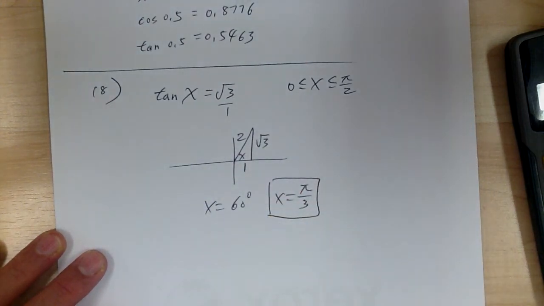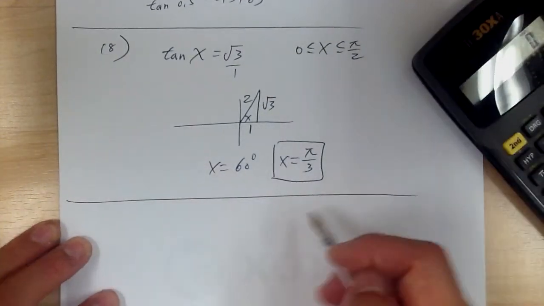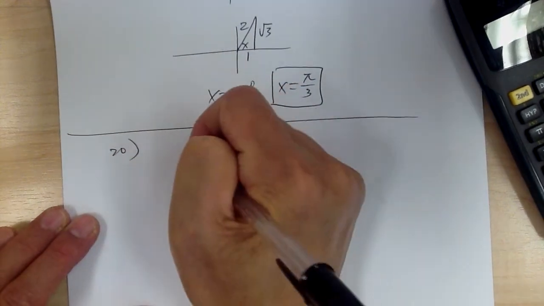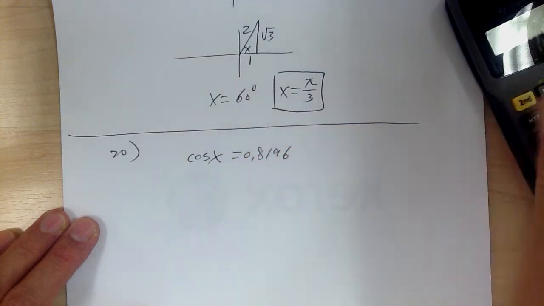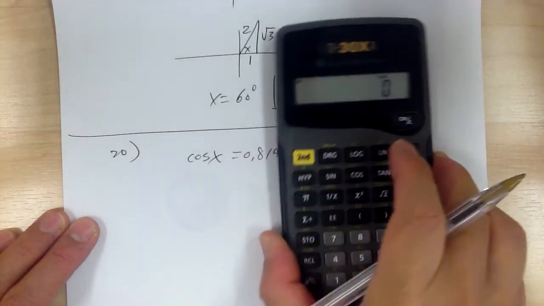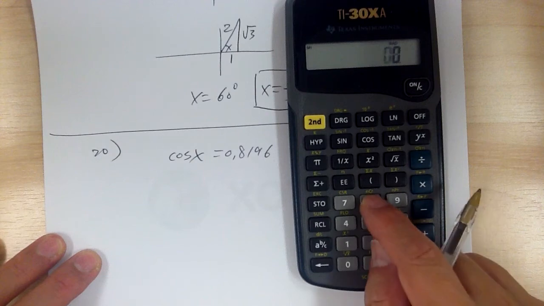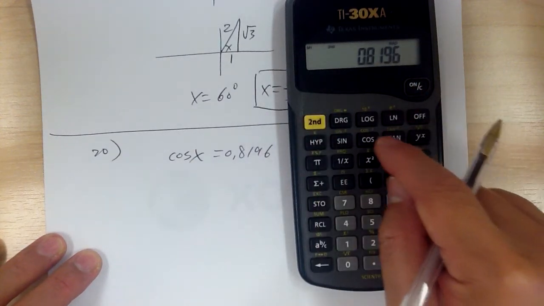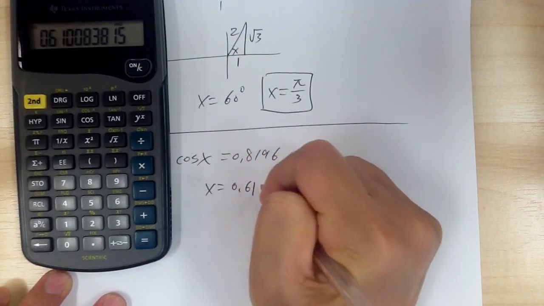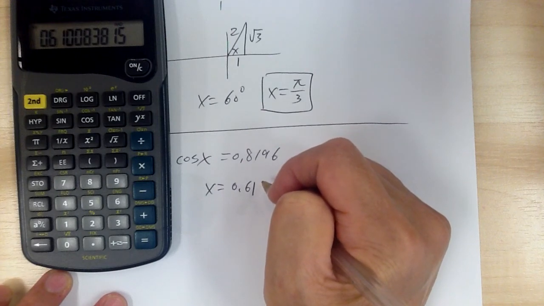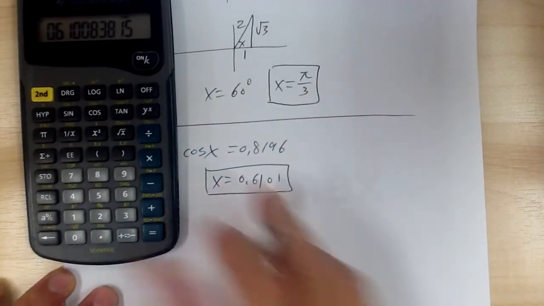Okay. Now, if they want you to do it with a calculator, then like number 20, you have cosine of x equal to 0.8196. So again, you make sure it's in radian mode, and since you're looking for the angle, you have to go second function. So you go 0.8196, you go second cosine, and so x is equal to 0.6101 radian. Okay, and that's it.